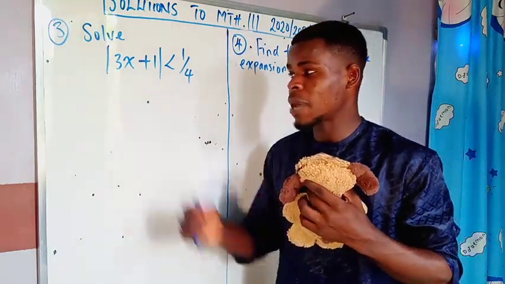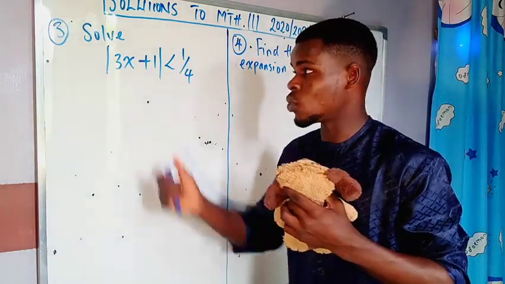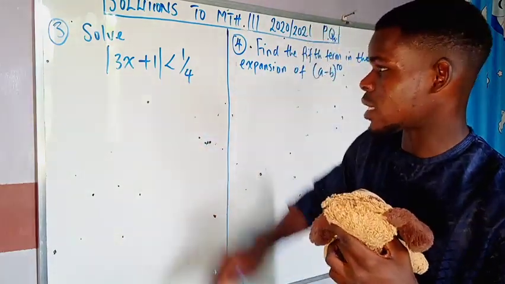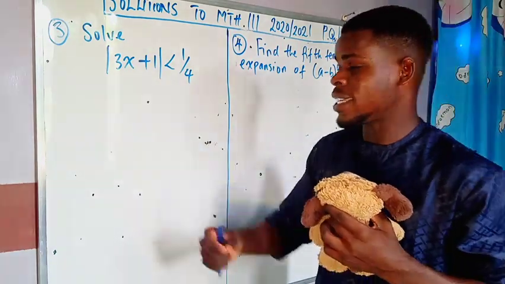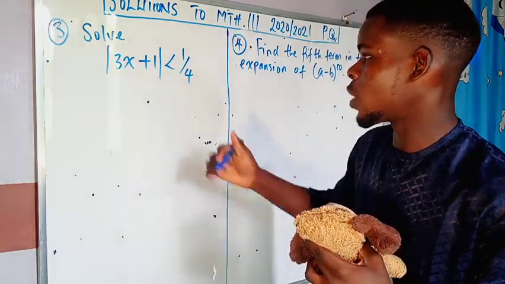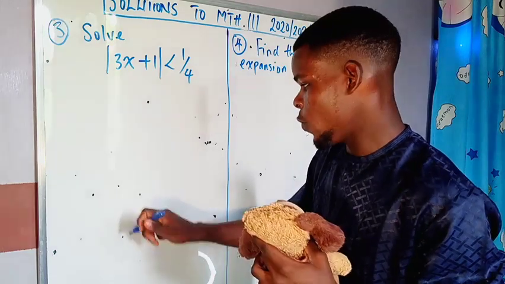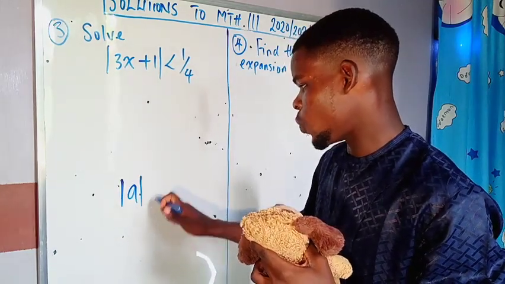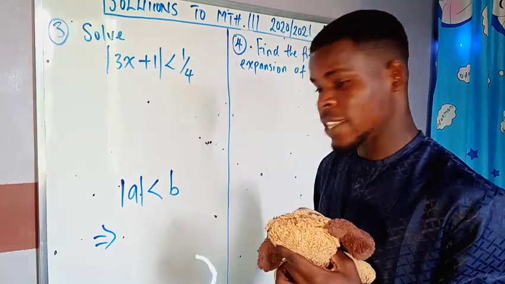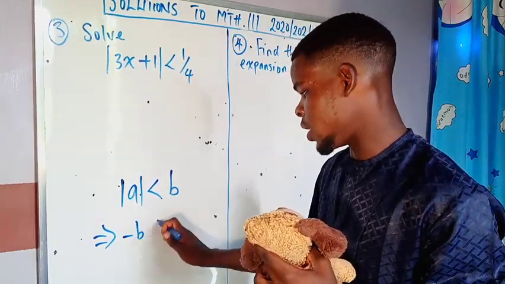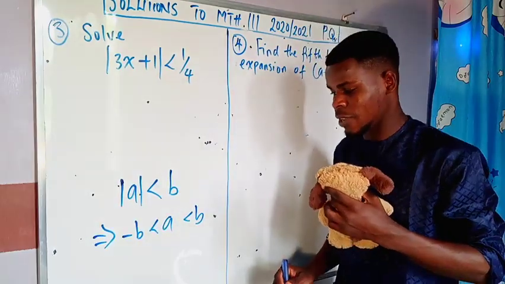So here we are given the absolute value of 3x plus 1 to be less than 1 over 4, right? So this is an inequality, and this right here is an absolute value. And this tells us that this right here is in between negative 1 over 4 and 1 over 4. That is what it means to be inside the absolute value. Like, if we have a number, let's say a, to be inside an absolute value and it's less than b, okay, this tells us that a, in fact, lies in between negative b and positive b, right? That is, a is in between negative b and b.